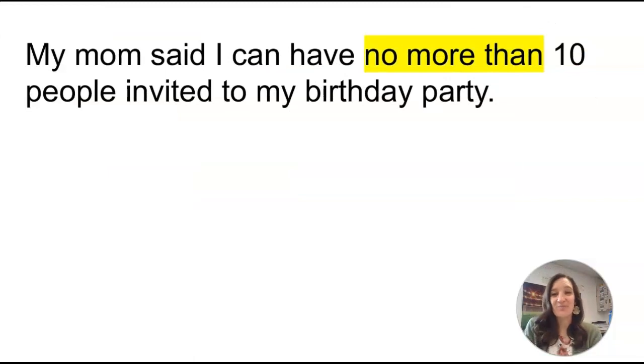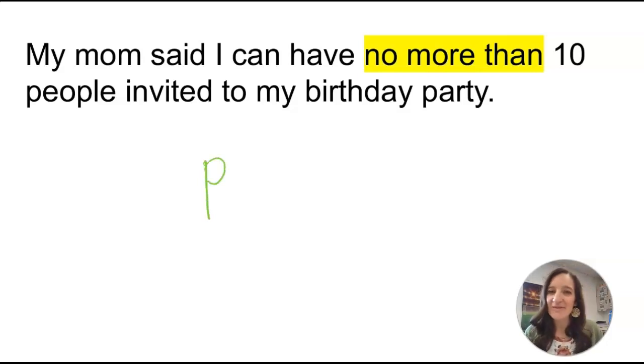Here, let's try this one. My mom said that I can have no more than 10 people invited to my birthday party. Have your parents ever said that? Yes, we're going to have a birthday party, but guess what? The jump zone or our home or wherever we're going doesn't allow more than a certain number of people. So let's write an inequality for that. It doesn't say what type of variable to use. Let's use P for party people.